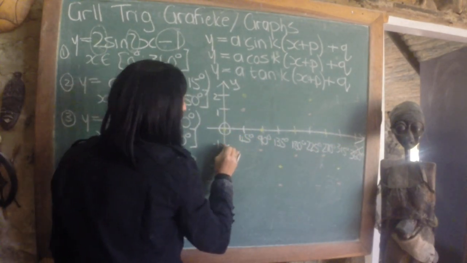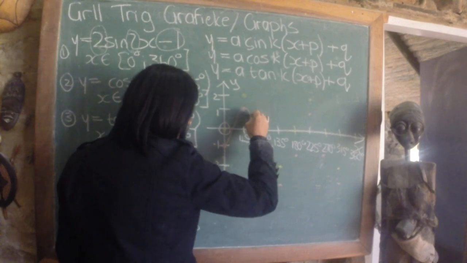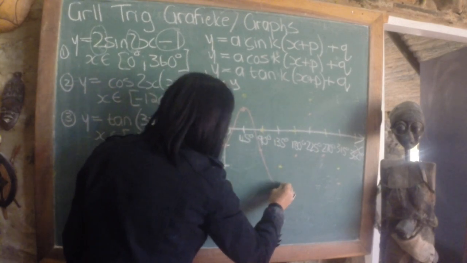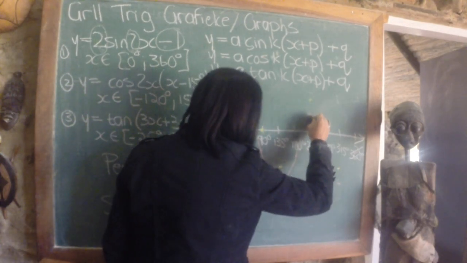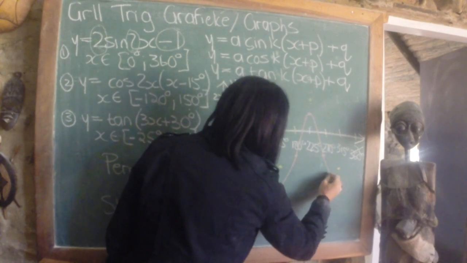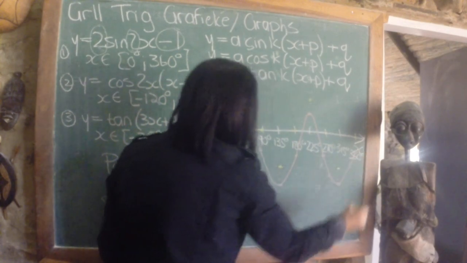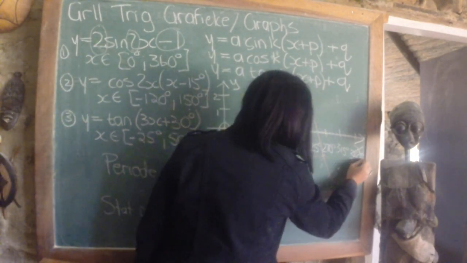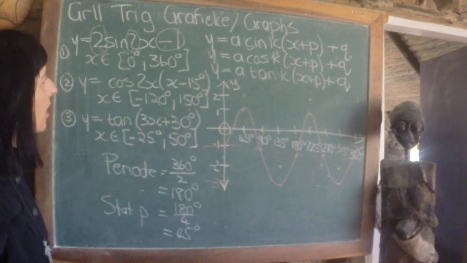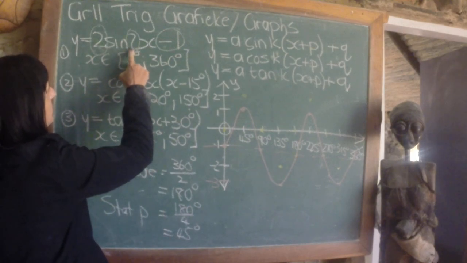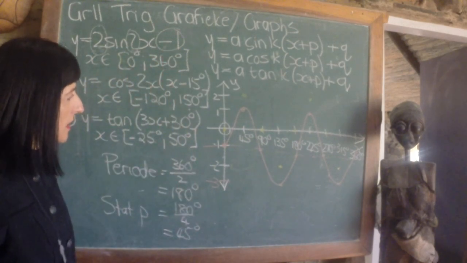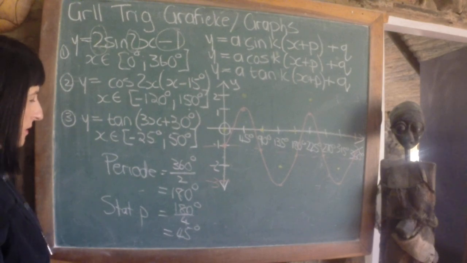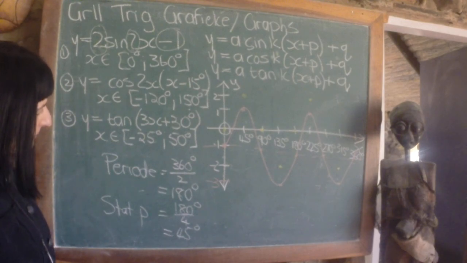En nou kan jy vir jou funksie gaan teken. Daar gaan hy. And this is our new horizontal. And there you are. You've got 2 sine 2x minus 1. En dit was die vraag. Gaan teken die funksie.